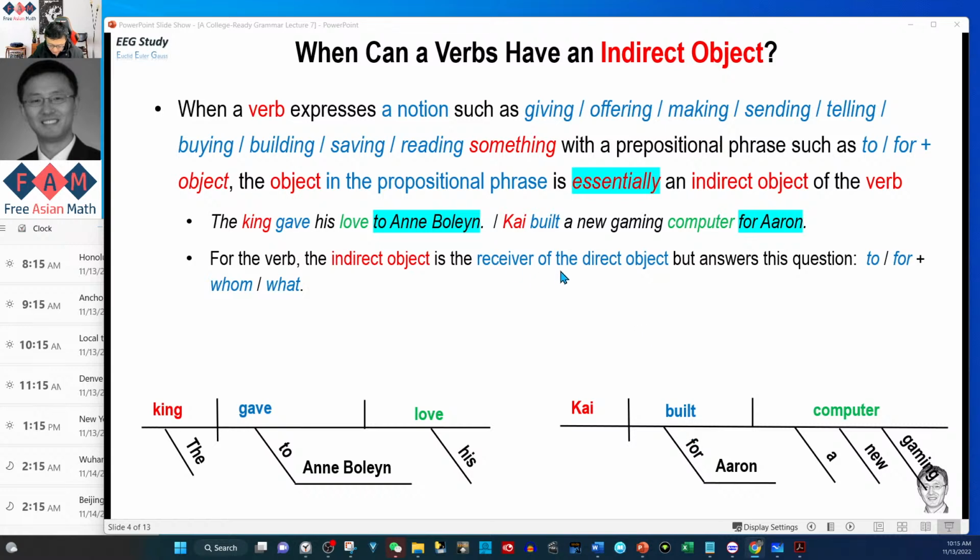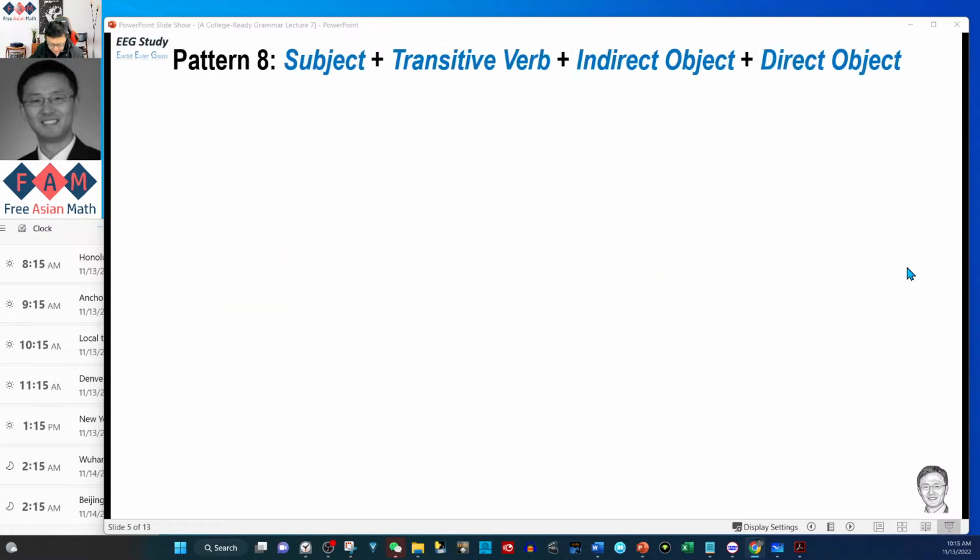So this is what we have already discussed. The indirect object is the receiver of the direct object. But logically, it answers this question: to whom, to what, or for whom, for what. Okay? So the indirect object modifies the verb.